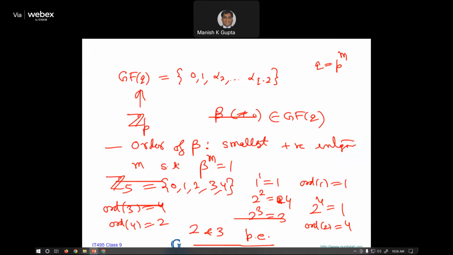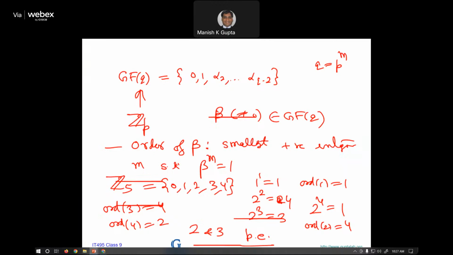Now as an example, if I take Z5, this is also a field with 5 elements: 0, 1, 2, 3, 4. So 1 raised to power 1 is 1, so the order of 1 is 1. 2 squared is 4 modulo 5, which is 4 itself. The cube is 8, which is 3 modulo 5. 2 raised to power 4 is 16, which is 1 modulo 5. So essentially the order of 2 is 4. I am giving you an example.